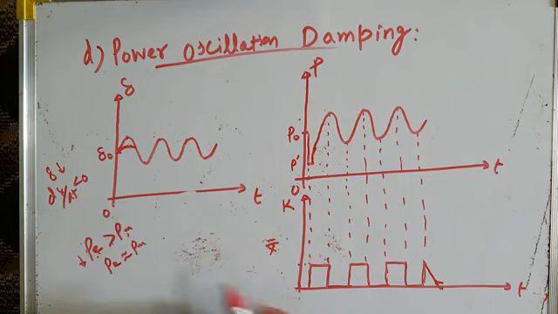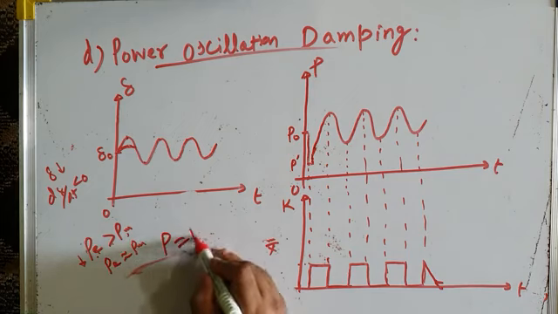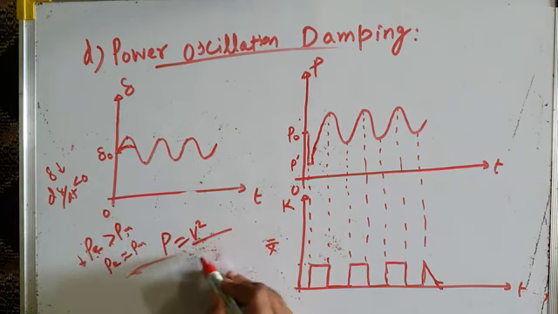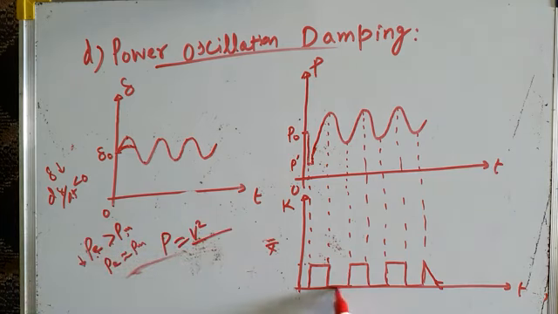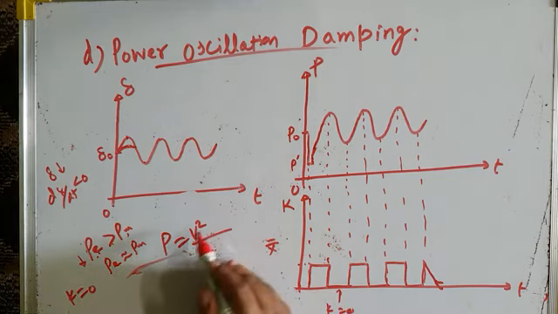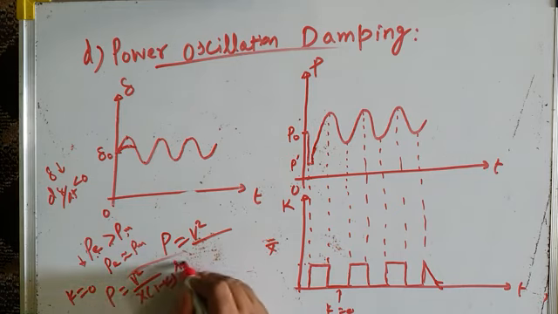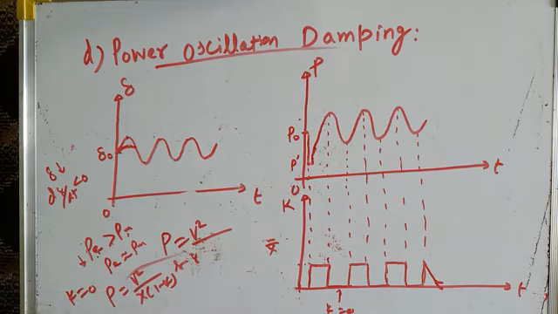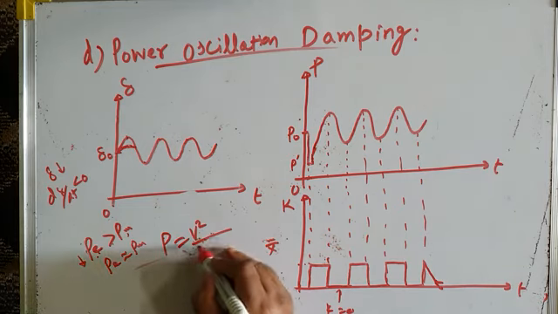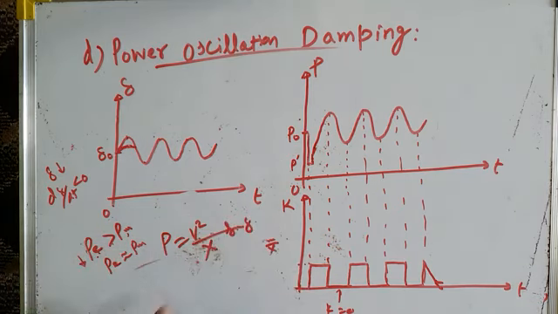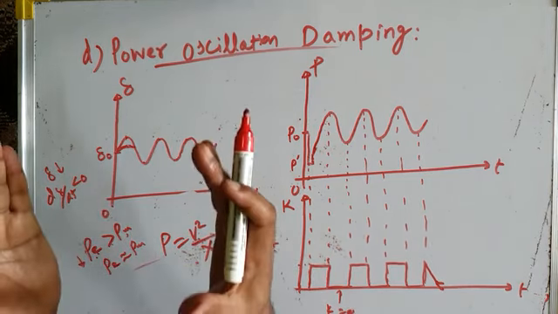And when you are removing the series compensation, what is the power transferred over the line? It's not V square by X into 1 minus K, because during this period K is equal to 0. When K is equal to 0, your equation, which was P equals V square by X into 1 minus K sine delta, now becomes P equals V square by X sine delta. So overall line impedance now increases again.